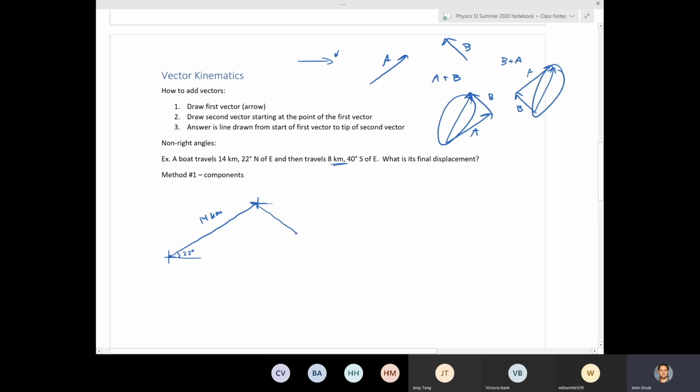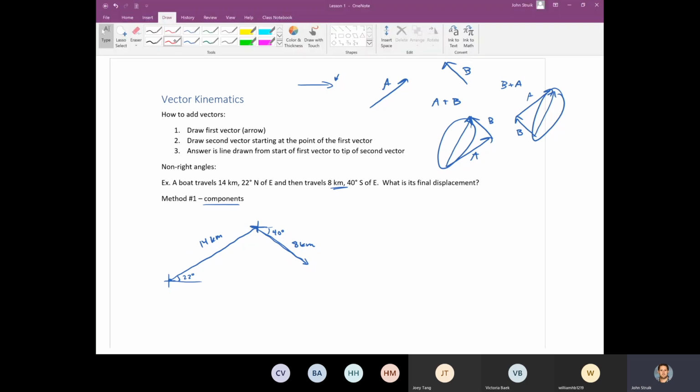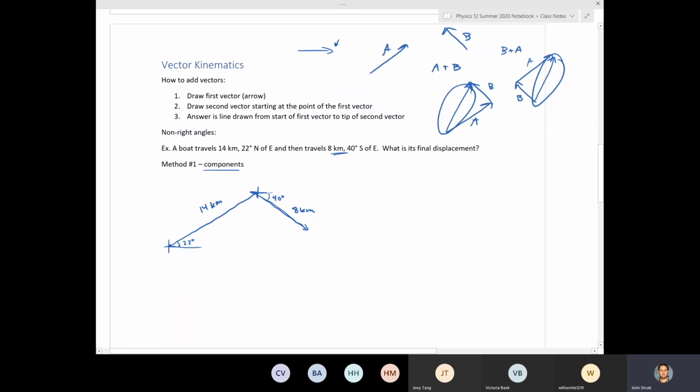So that's going to be something like that. And now this is only 8 kilometers, so I'm not going to draw it quite as long as the 14. So there you go. This is 40 degrees right here, and this is 8 kilometers. Now, the first method is called the component method, and that's because we're going to break these vectors into components. I should have drawn these in different colors, but that's okay. The component method deals with breaking into components.